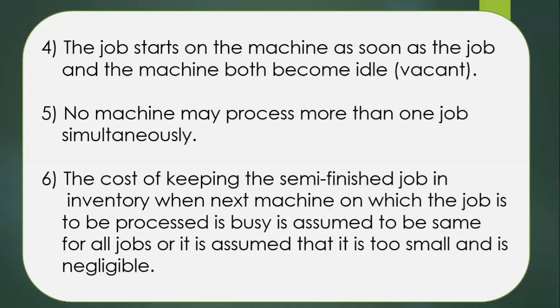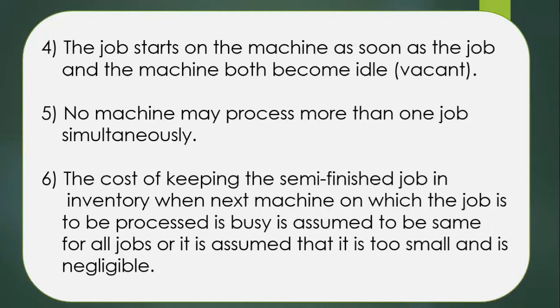And next we have, no machine may process more than one job simultaneously. This means to say that a job, once started on a machine, should be done until completion of the processing on that machine. And next we have, the cost of keeping the semi-finished job in inventory when the next machine on which the job is to be processed is busy is assumed to be the same for all jobs, or it is assumed that it is too small and is negligible. That is, in-process inventory cost is negligible.